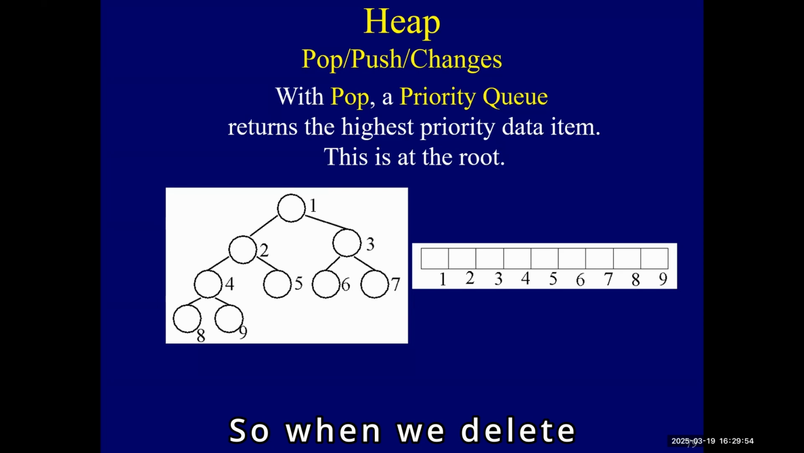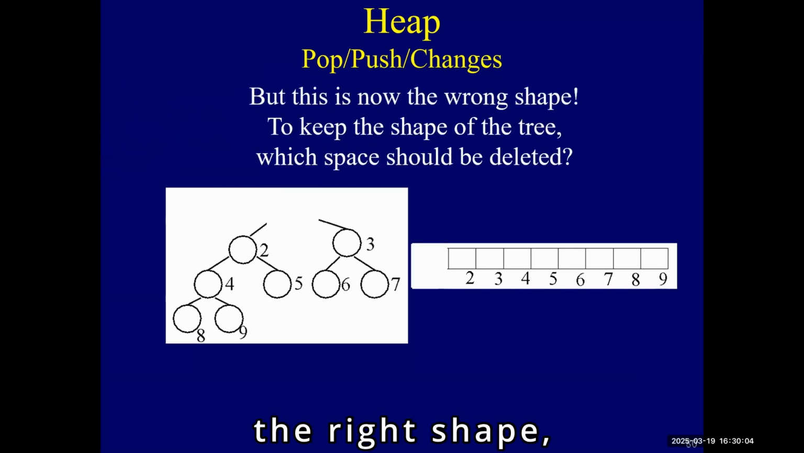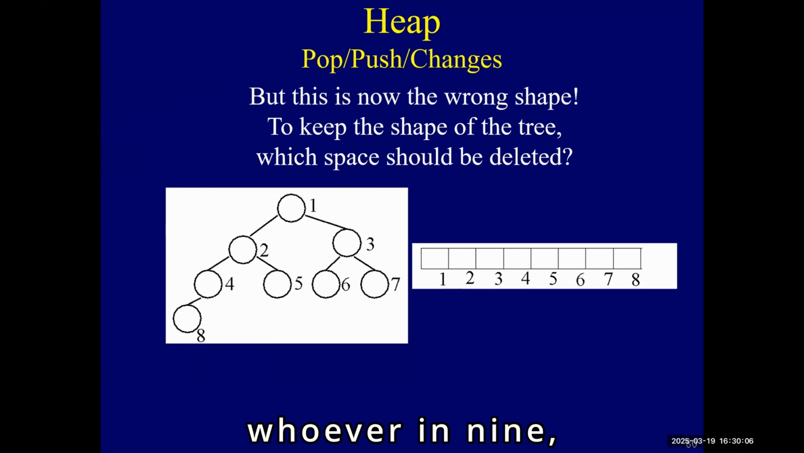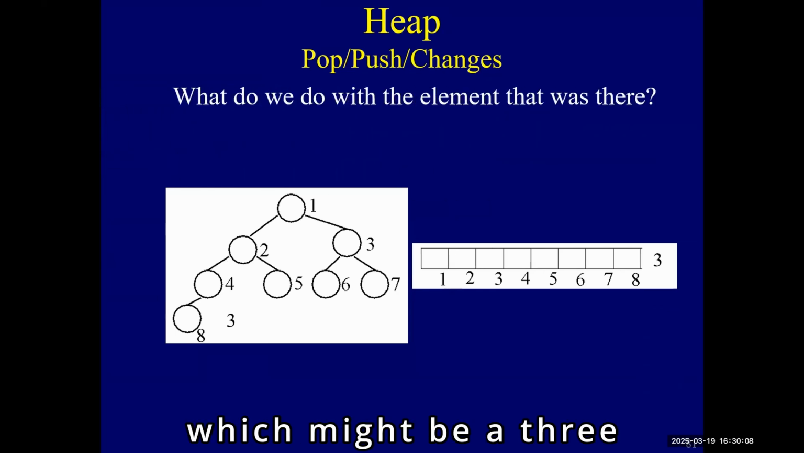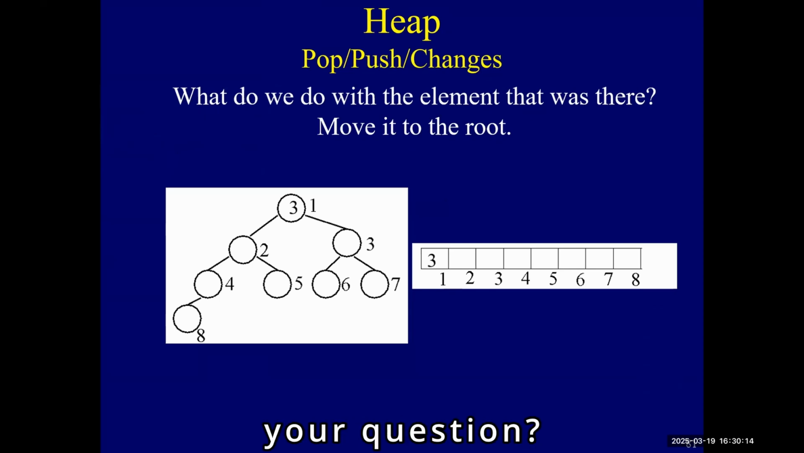So when we delete the top node, it's no longer the right shape. To keep it the right shape, we take whoever's in 9, which might be a 3, and we move it up. Is that answering your question? The purpose is to keep the right shape.